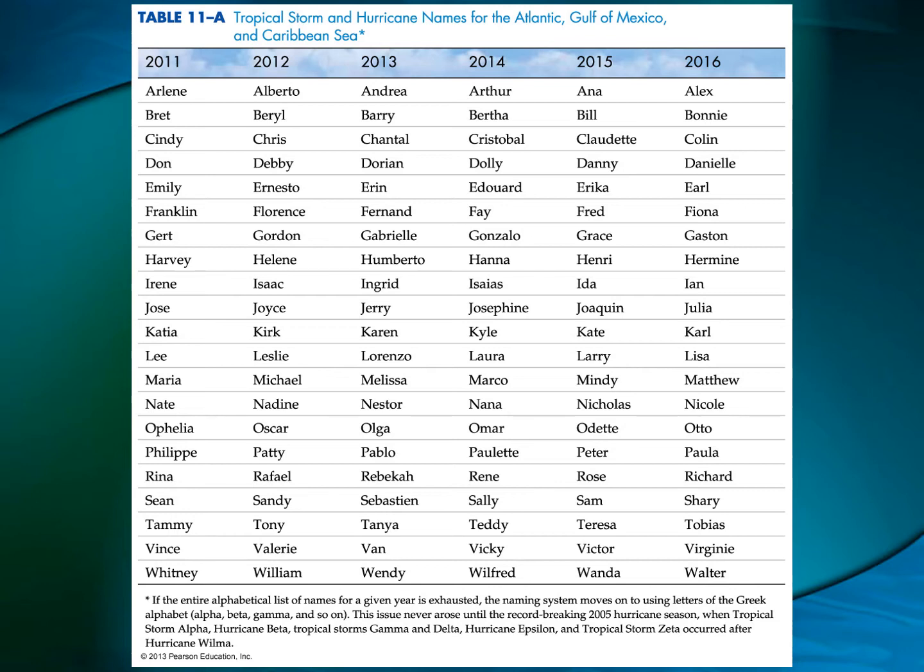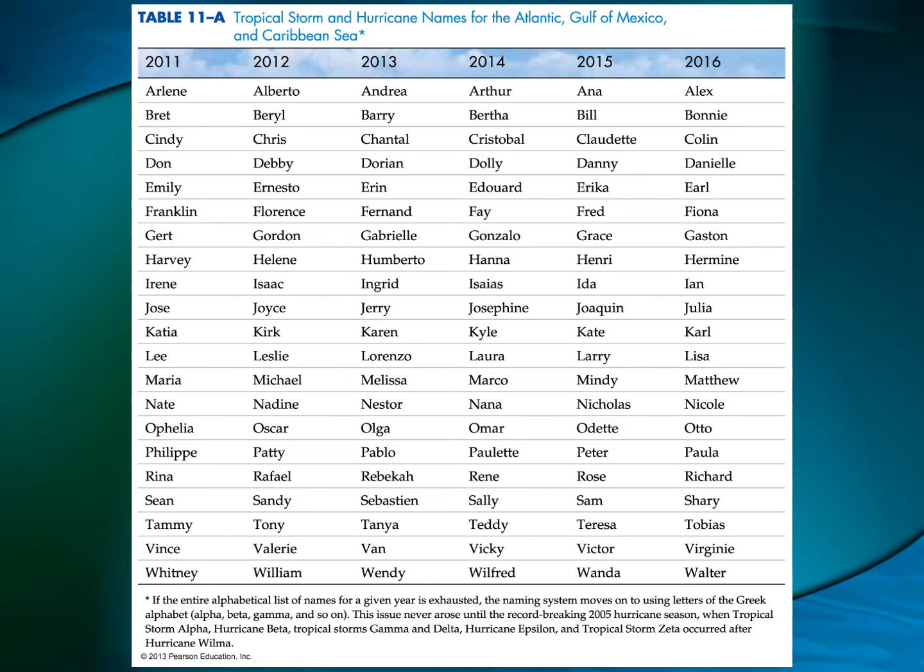So, clearly this slide is very old. Maybe in the newest version of this textbook they might have some newer names, but they do agree upon the names many years in advance. What's kind of fun about looking at these old ones is to look through and try to see if you can recognize any of these names. Oh golly, there's Matthew, 2016. Yeah, that was a bad one indeed.